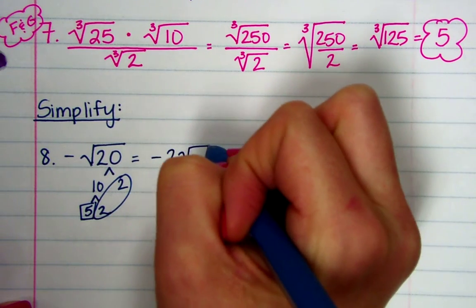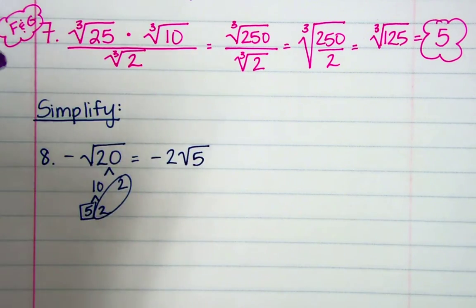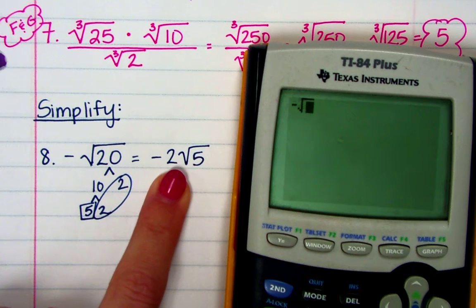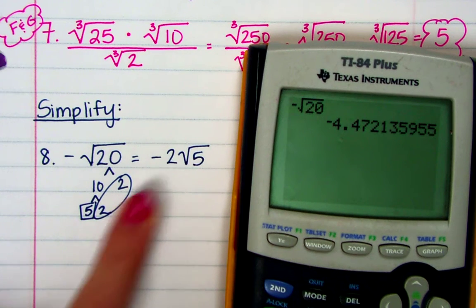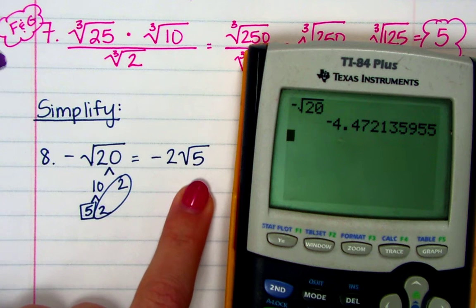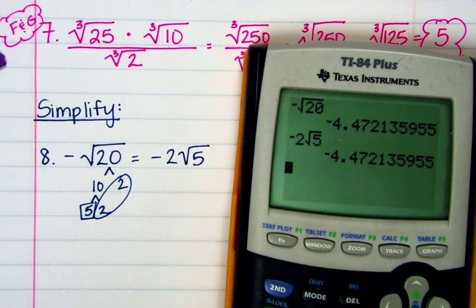What goes inside? 5. And Kiana, you're the one that told me, right? Pairs go outside if it's paired, and then leftovers go inside. If I do negative 2 radical 5, same thing, same ugly decimal. But that means that's correct. That's our answer.